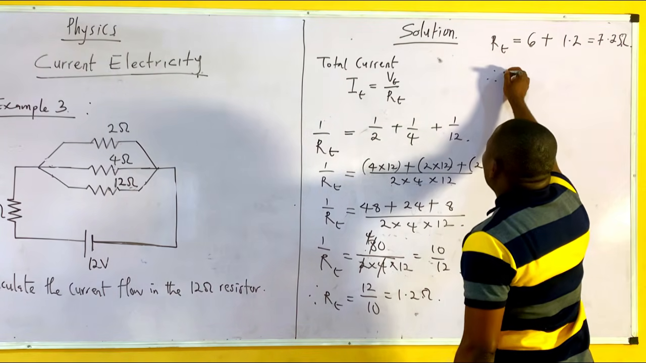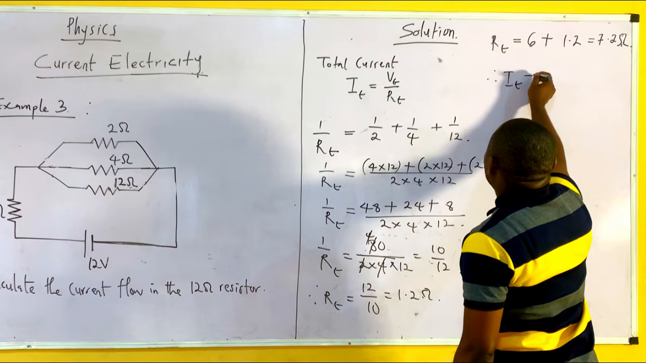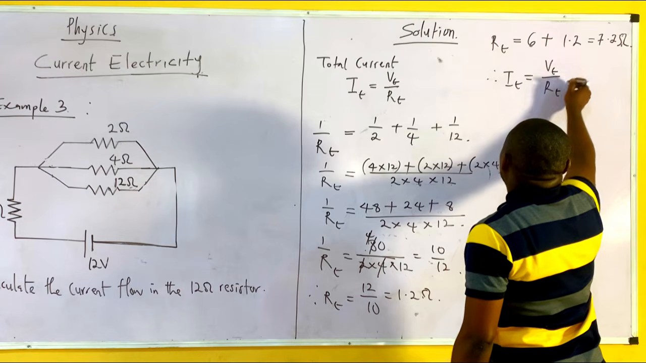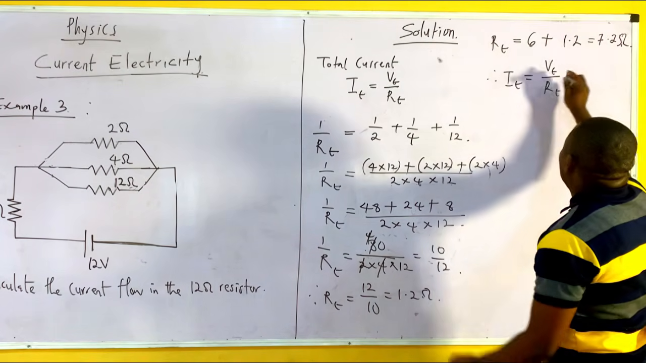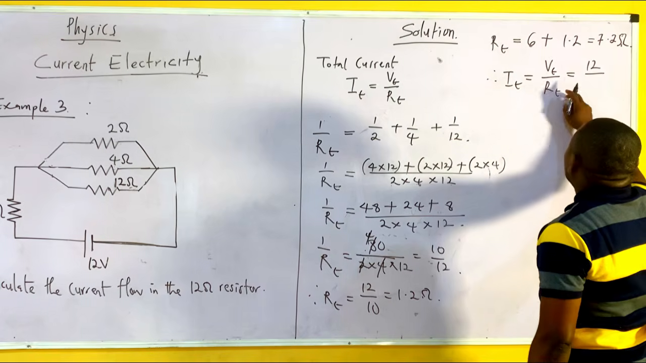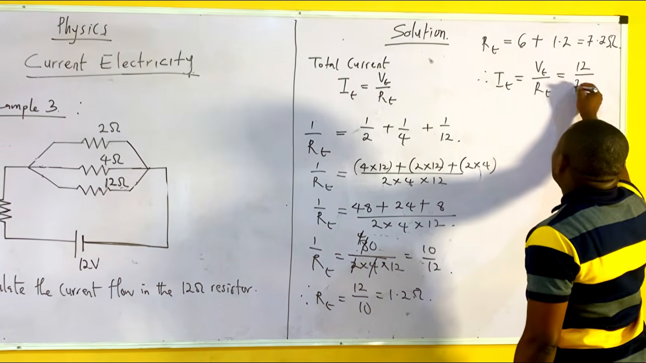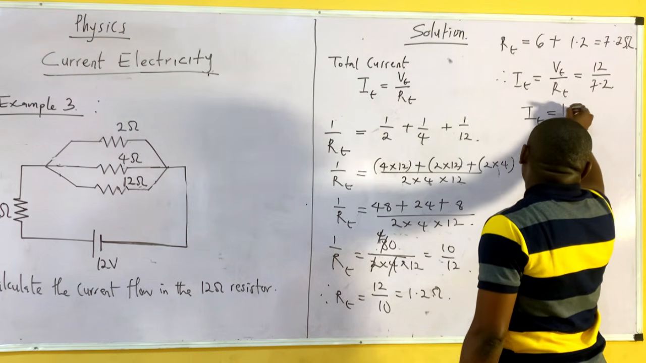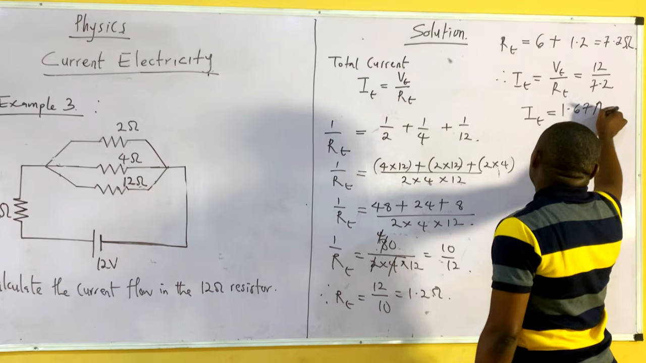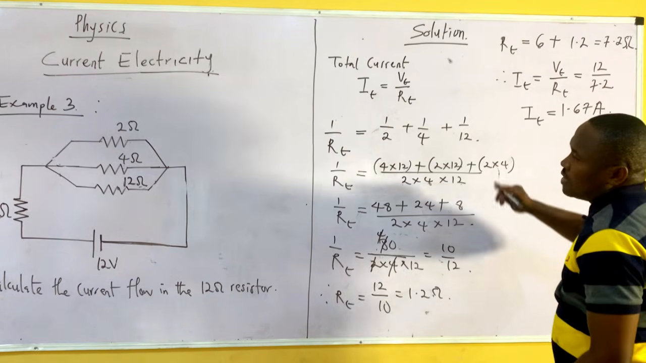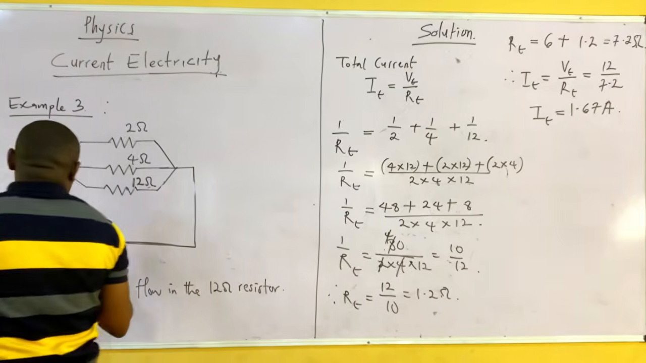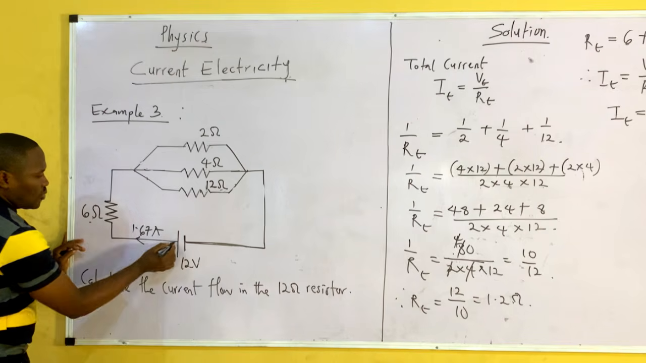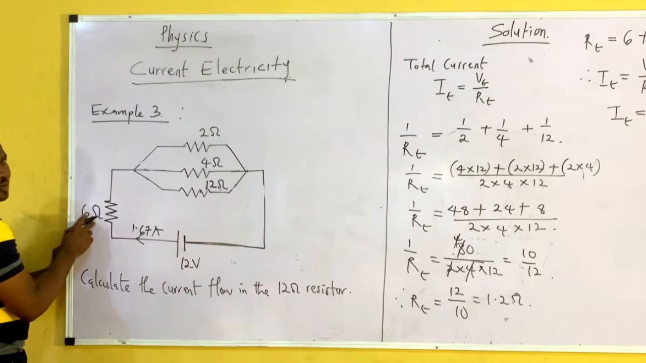So therefore, what is our total current? Total current is equal to total voltage over total resistance, which is 12 over 7.2. So IT is equal to 1.67 ampere. So now I have solved for the total current. It means that a current of 1.67 ampere comes and enters into this place.